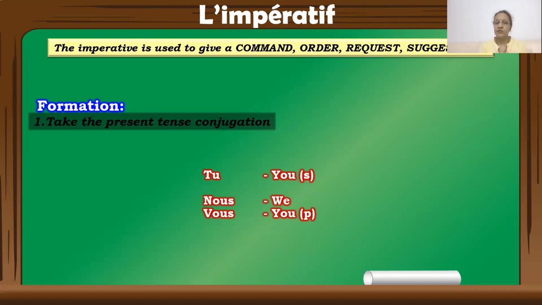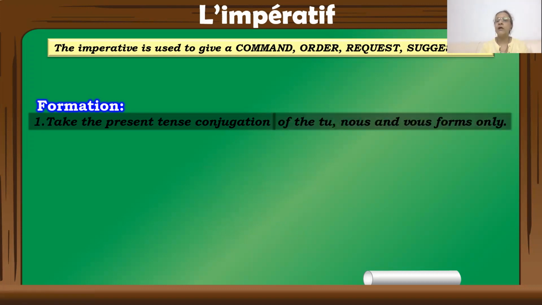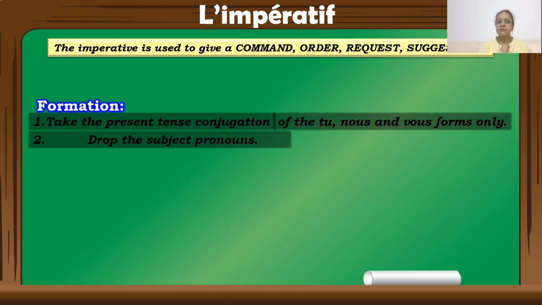So the first step, take the present tense conjugation of the tu, nous, and vous forms only. I am specifying tu, nous, and vous form. I'm not saying the tu, nous, and vous subject. Let's see further. Second step, drop the subject pronouns. Okay, let's see this explanation of formation with the help of our three verbs. In French, we have three groups of verbs, the ER ending, IR ending, and RE ending.